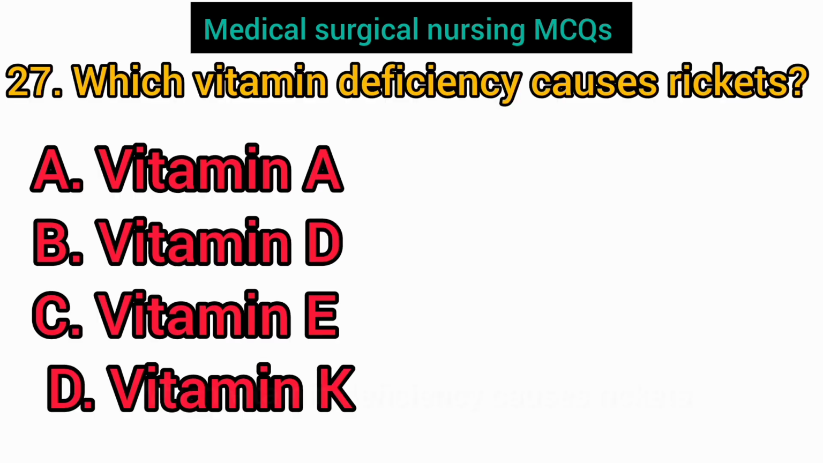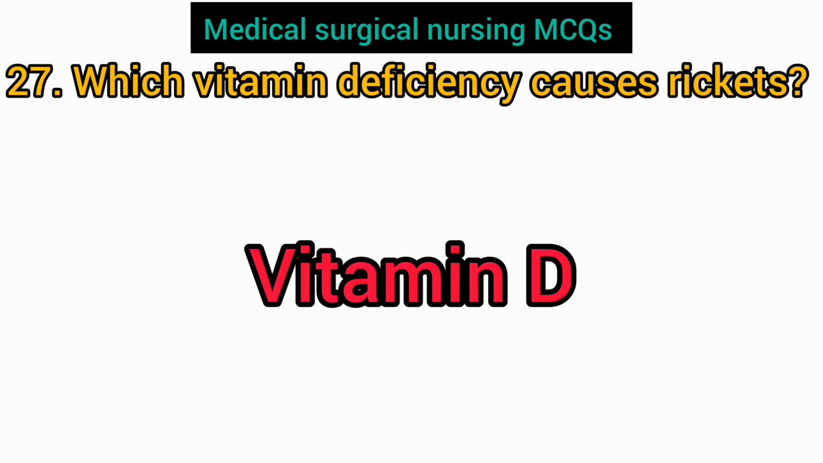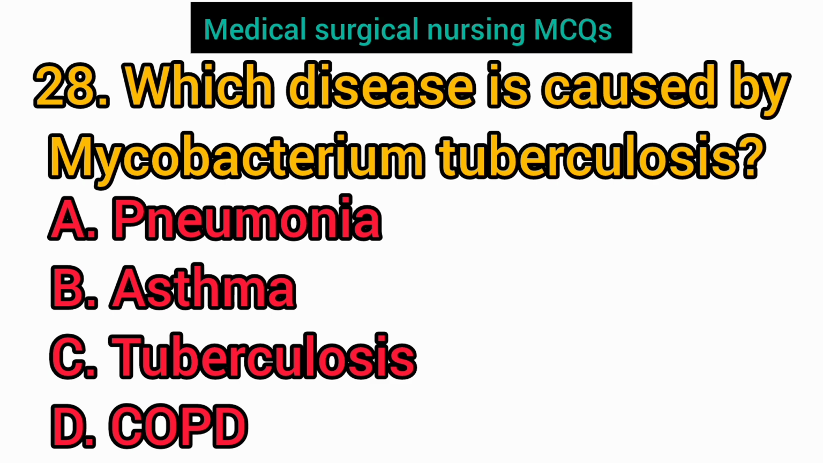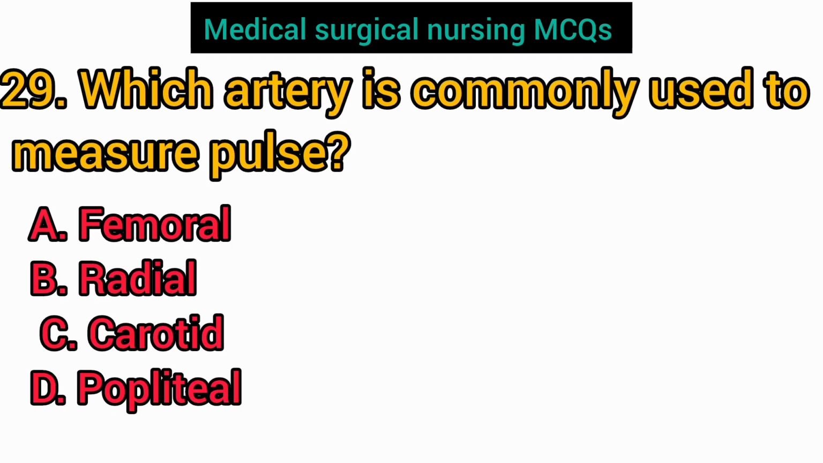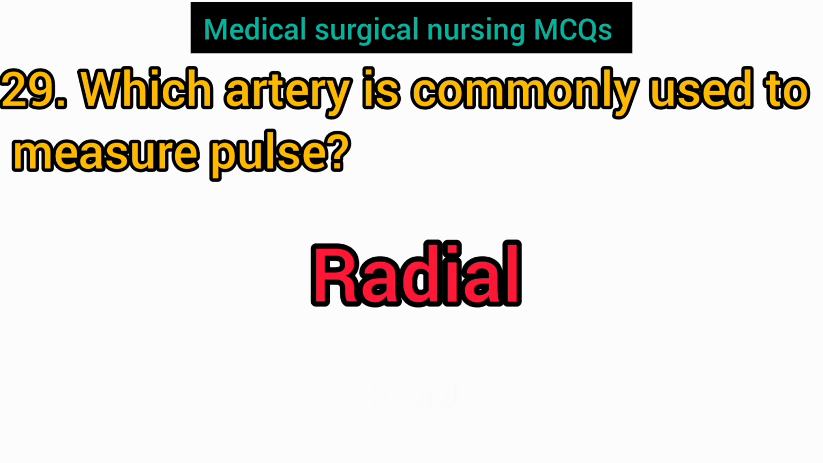Which vitamin deficiency causes rickets? Vitamin D. Which disease is caused by Mycobacterium tuberculosis? Tuberculosis. Which artery is commonly used to measure pulse? Radial.